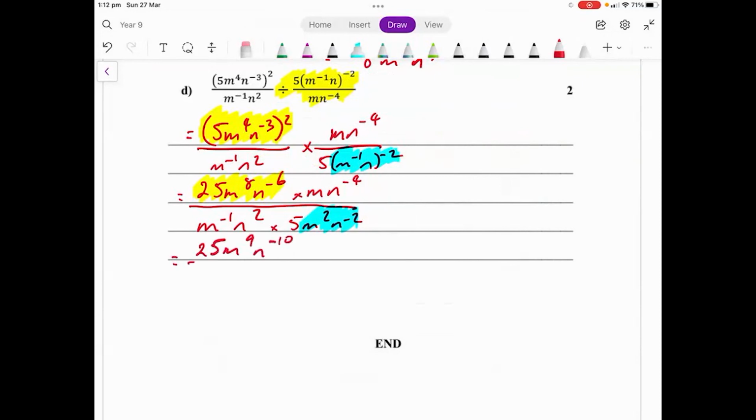25 over 5 is 5. 9 minus 1 for the powers of m, that gets me m to the power of 8. n needs to move to the denominator, and that's n to the power of 10 on the denominator. Final answer, 5m to the power of 8, all over n to the power of 10.